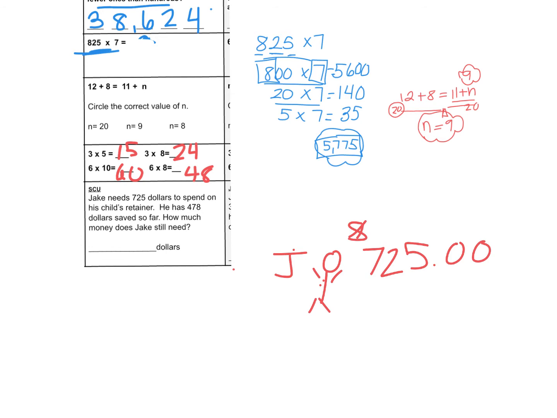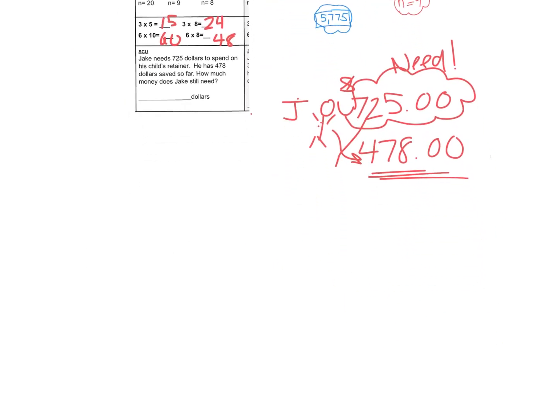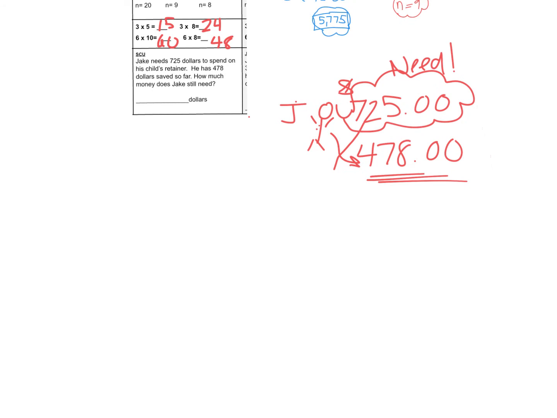He already has $478. That's what he has already. That's what I need. That's a lot of money. Here's what he has right now. So how much does he need to get to $725? We could do this a couple different ways. I see that these are dollars, so I'm just going to use a number line here.